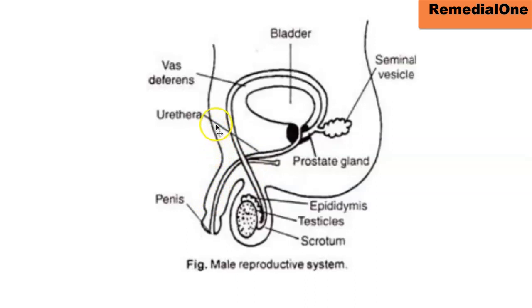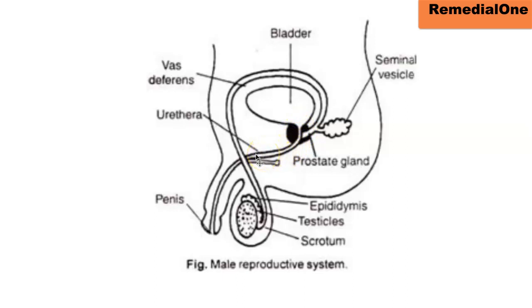Then we have the urethra. The urethra is the space inside the penis. This is the urethra. Then we have the seminal vesicles here, and then we also have the prostate gland here. So the prostate gland is just on top, or let's say just at the neck of the urethra, just at the exit of the bladder, where the urine passes and then passes through the urethra and then comes out.